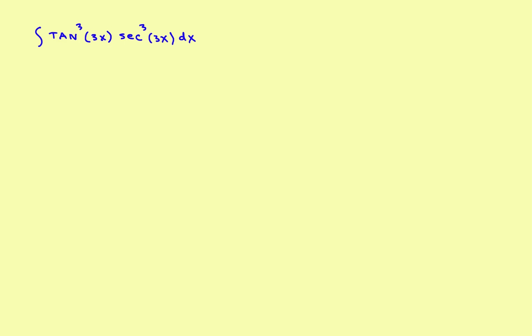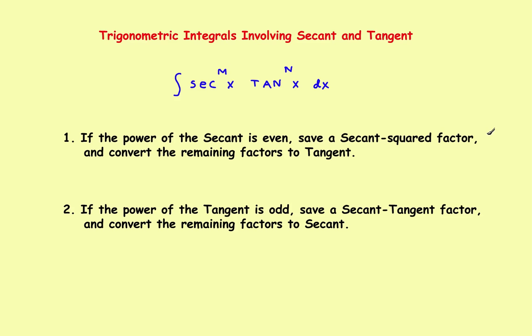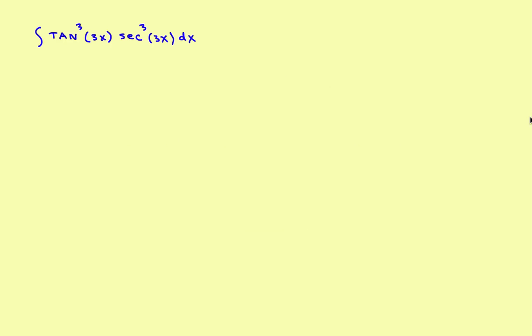Okay, so what we've got here is a tangent to an odd power. So let's go back and take one quick look at the rule. It says, if you've got a tangent to an odd power, save a secant tangent factor. So factor out both one secant and one tangent, and then change everything else into secant. So what that will look like in this problem would be this.